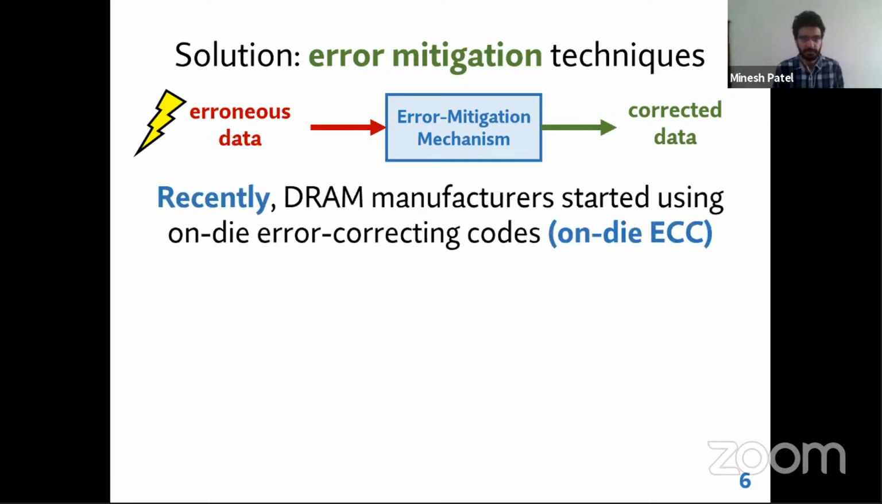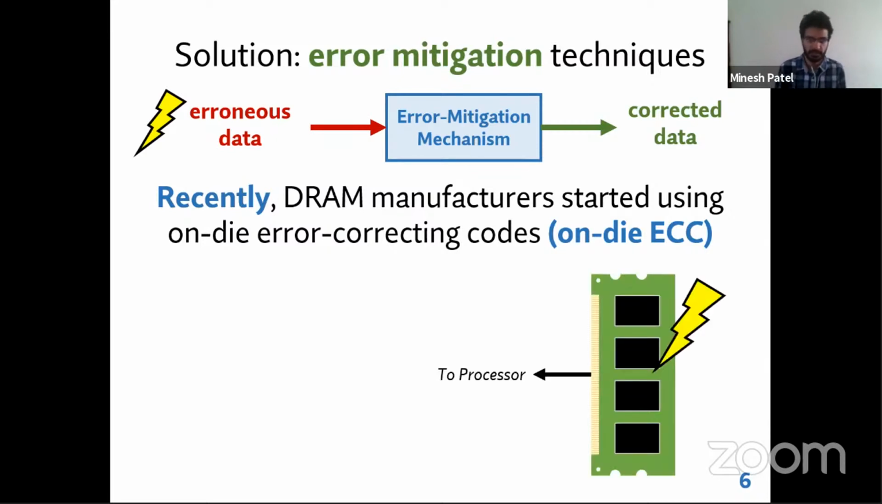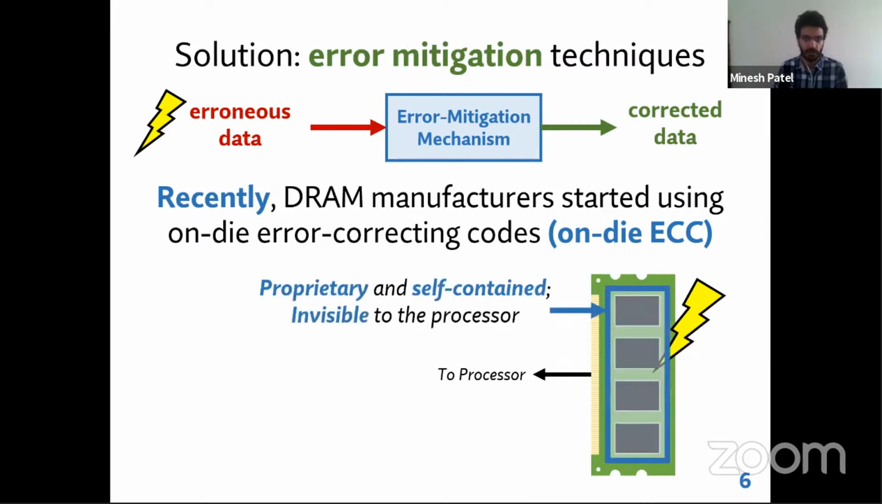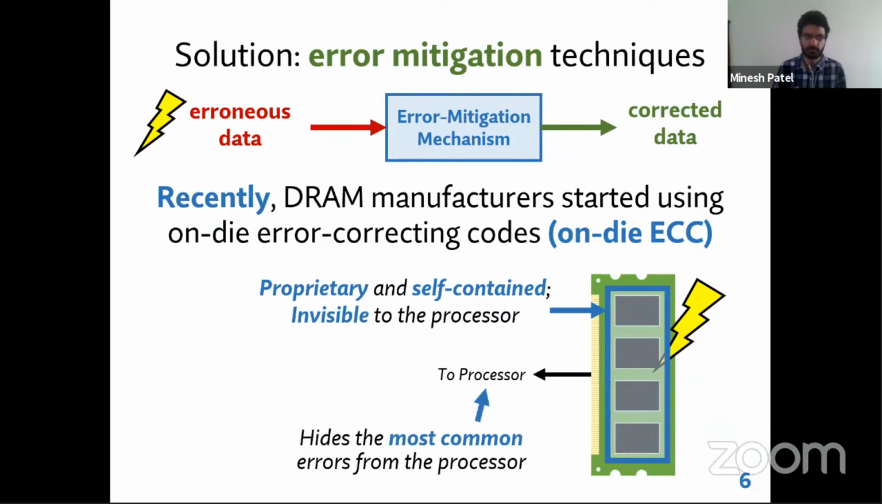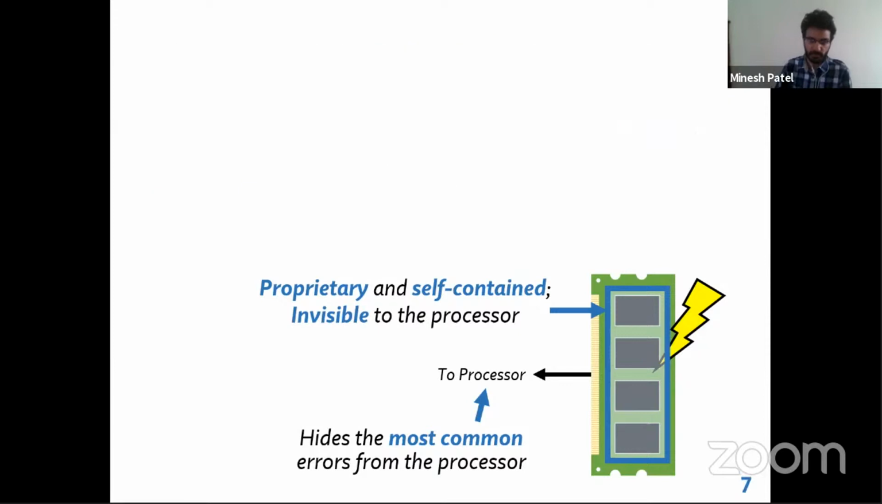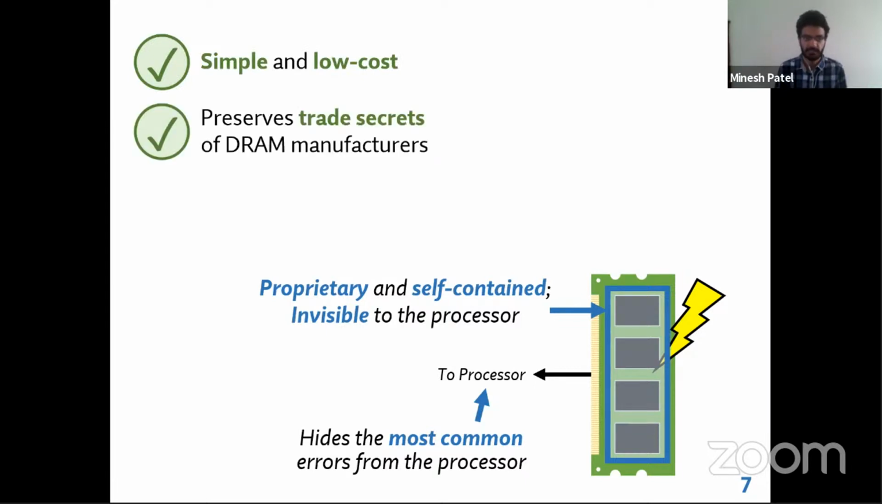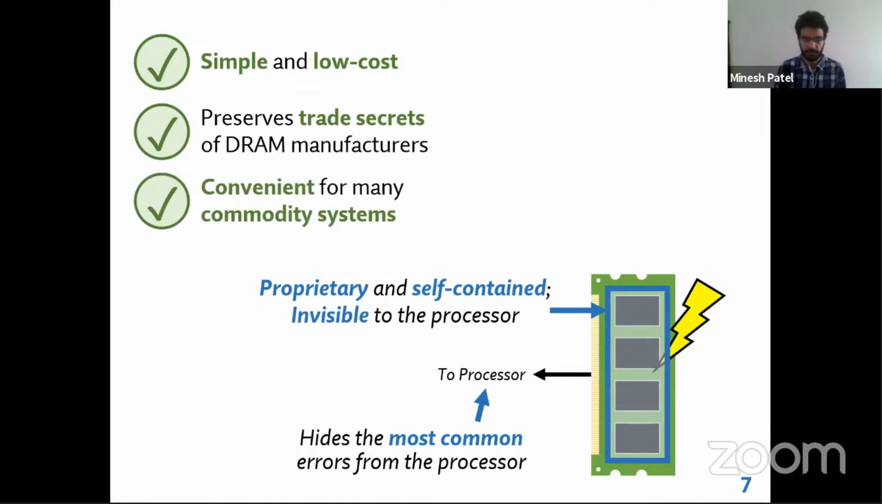Most recently, DRAM manufacturers have begun using on-die error correction, or on-die ECC. Here we picture an erroneous DRAM module that's susceptible to errors. On-die ECC operates entirely within the DRAM, and it's proprietary and fully self-contained. Therefore, it operates in a way that's completely invisible to the processor. In doing so, on-die ECC hides the most common errors that occur from the processor. Now, on-die ECC is a popular solution for several reasons. First, it is simple and low cost. Second, it preserves trade secrets that DRAM manufacturers do not want to reveal, for example, how exactly these errors are being addressed. And third, it is convenient for many commodity systems because it just works.